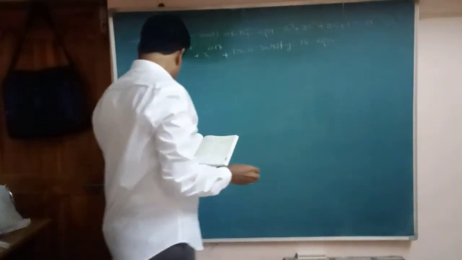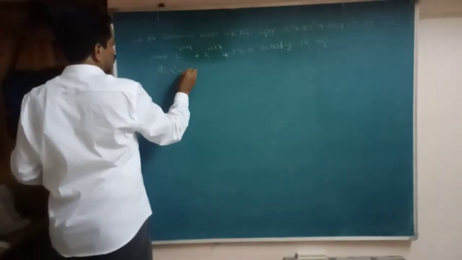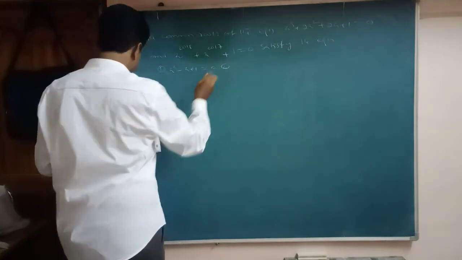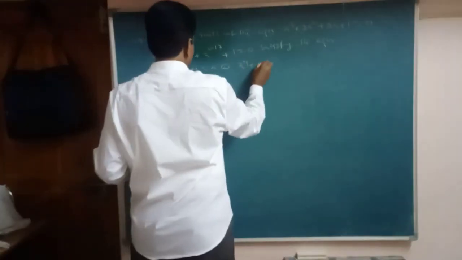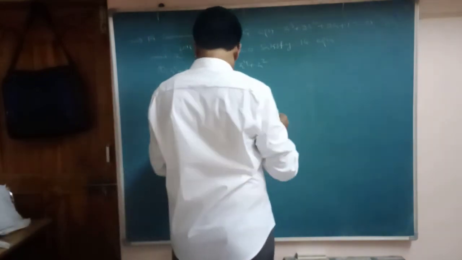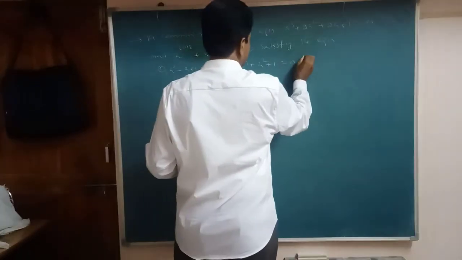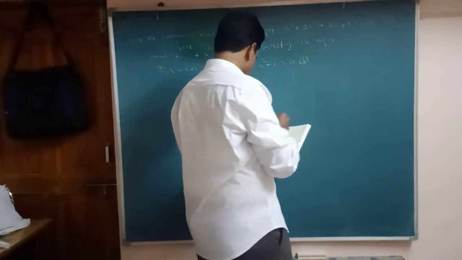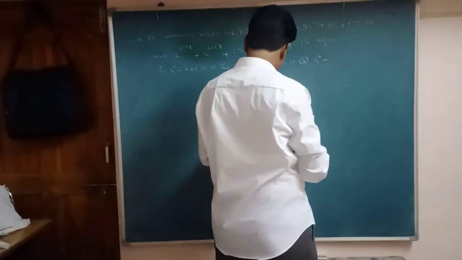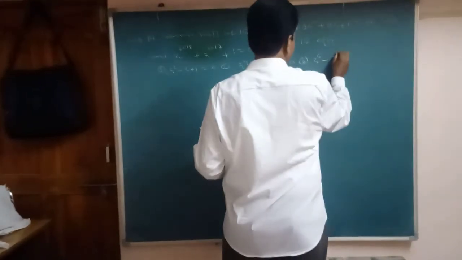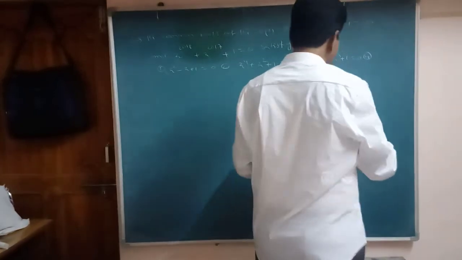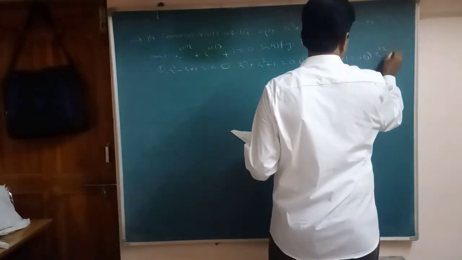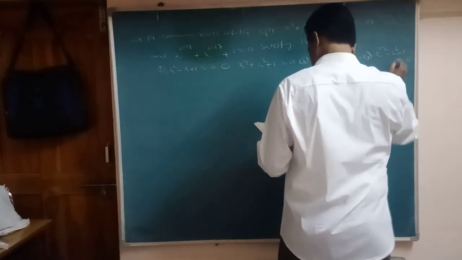So first one, z square minus z plus 1 equal 0, and second one, z power 4 plus z square plus 1 equal 0. Third one, z power 6 minus z cube plus 1 equal 0. Fourth one, z power 12 minus z power 6 minus 1 equal to 0.